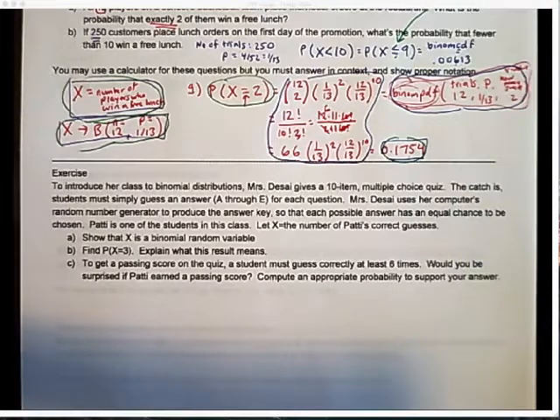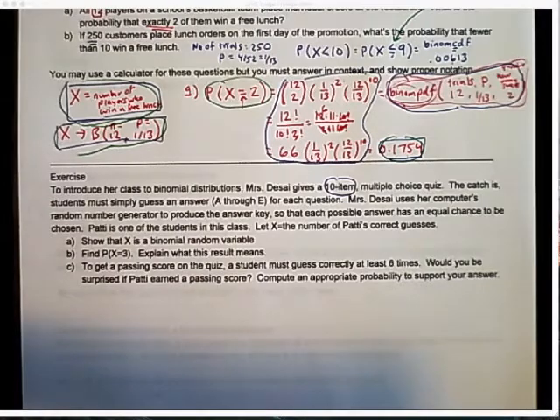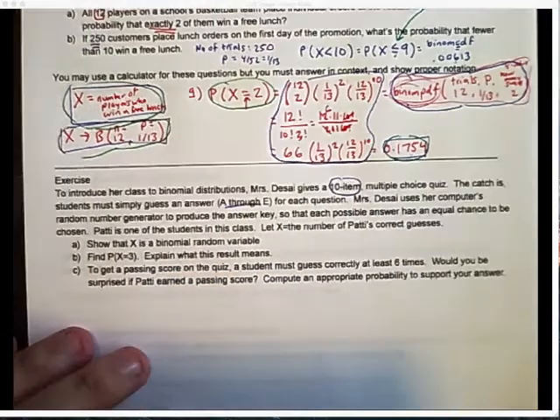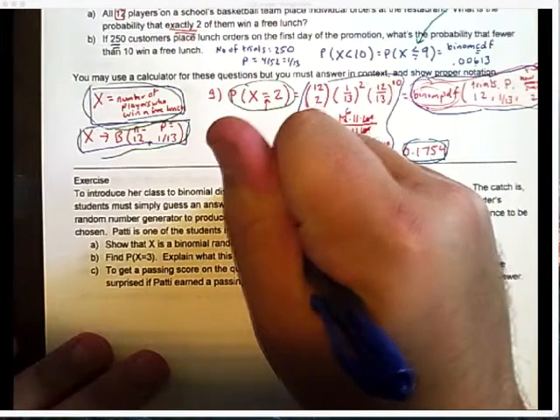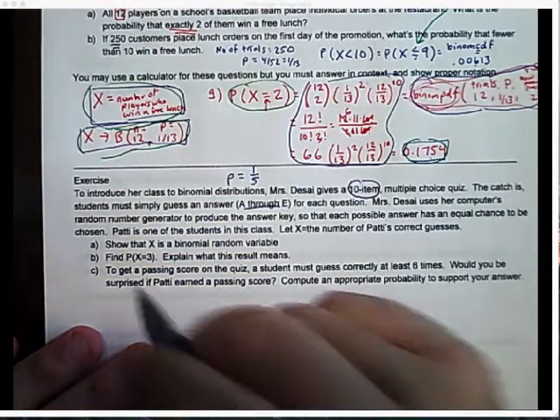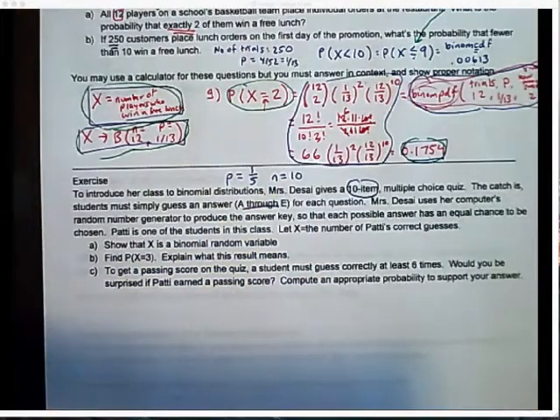So this exercise: to introduce your class to binomial distributions, Ms. Desai gives a 10-item, so there's a fixed number of questions, multiple choice quiz. The catch is students must simply guess an answer, A through E. So there's 5 answer choices. So the probability, if you're just guessing, that you get it right would be 1/5. So p equals 1/5, and the number of questions on the test is 10. All right. Ms. Desai uses her computer random number generator to produce the answer key so that each possible answer has an equal chance to be chosen.